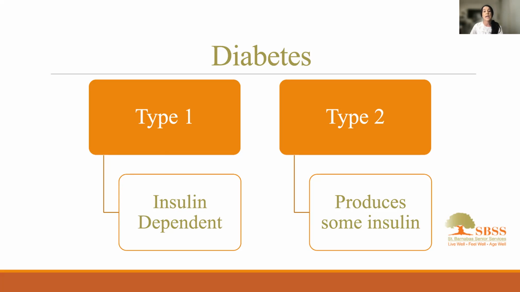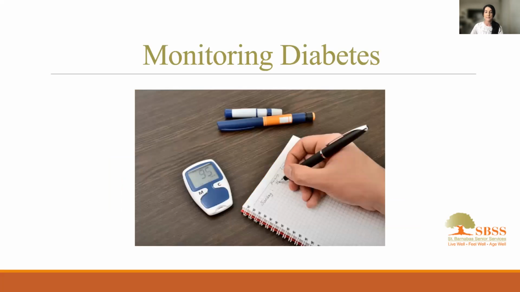Okay, now type 2 diabetes, the majority of people may produce some insulin and be able to manage their diabetes with specific diet, with exercise, or oral medications. So insulin may or may not be needed with type 2 diabetes. Okay, next. Okay, now monitoring diabetes.